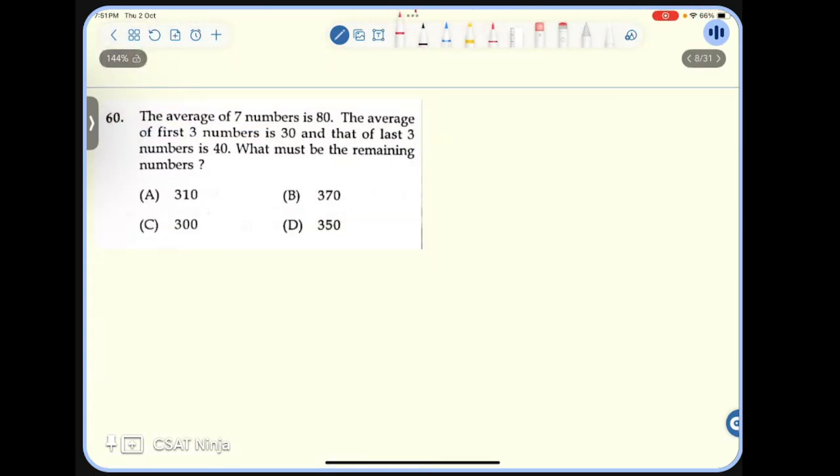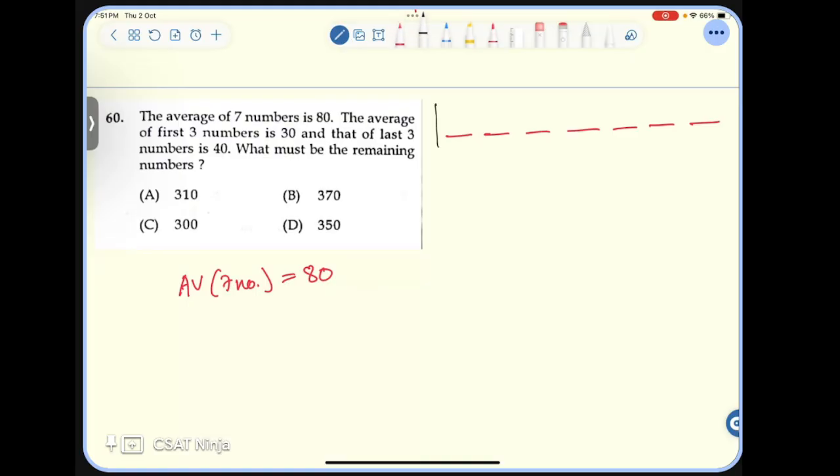This is one of the most asked questions. In NBSA as well as Nssb, we see this type of question often, so try to understand this properly. The question is like this. The average of 7 numbers is 80. I'll just write it like this. There are 7 numbers, 1, 2, 3, 4, 5, 6, 7. The average of the 7 numbers is 80.